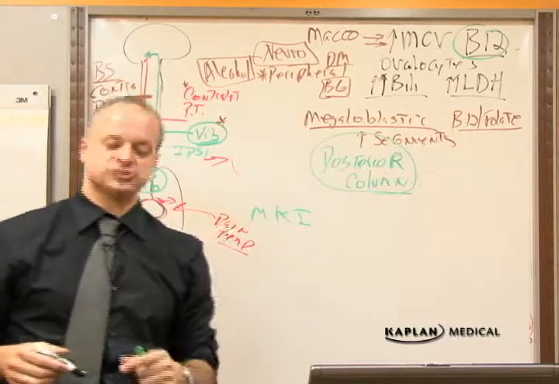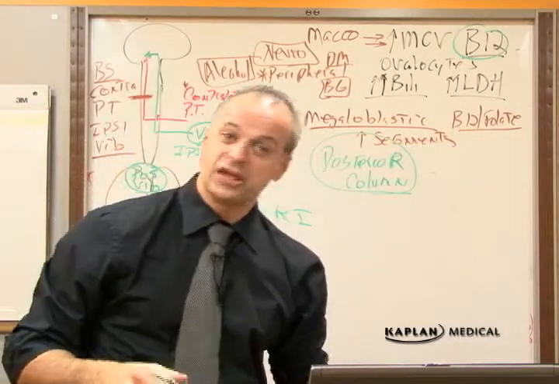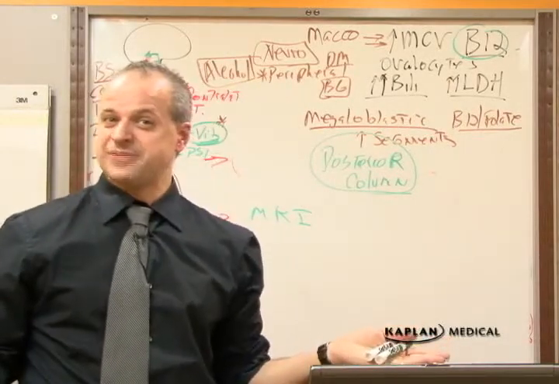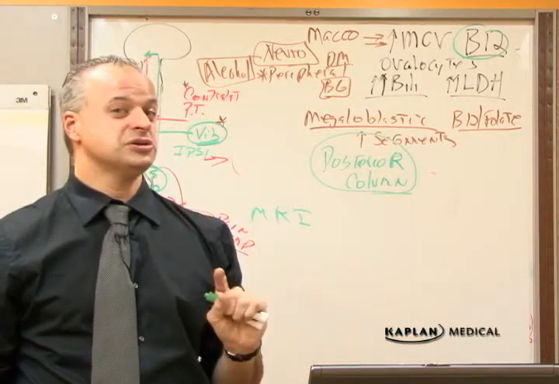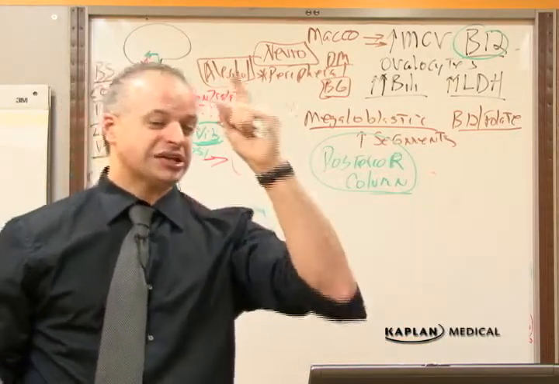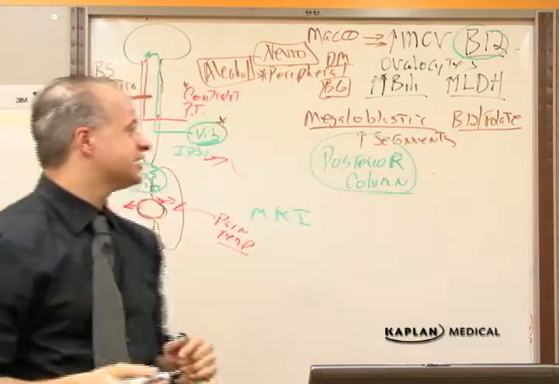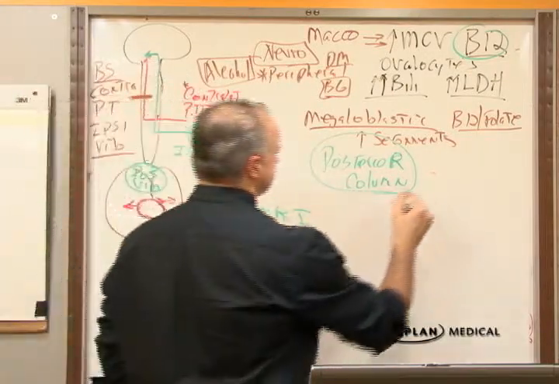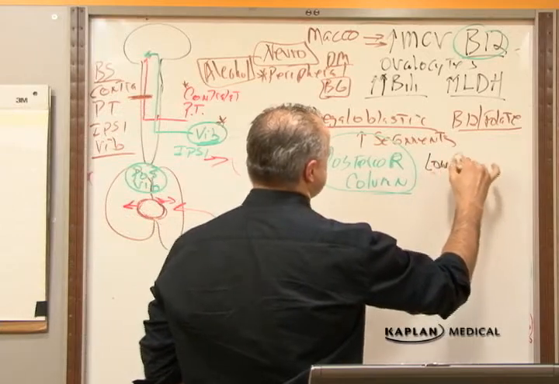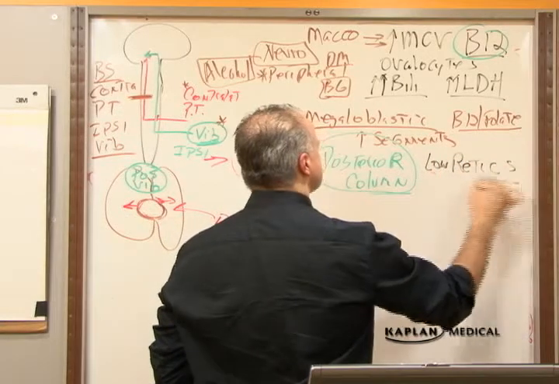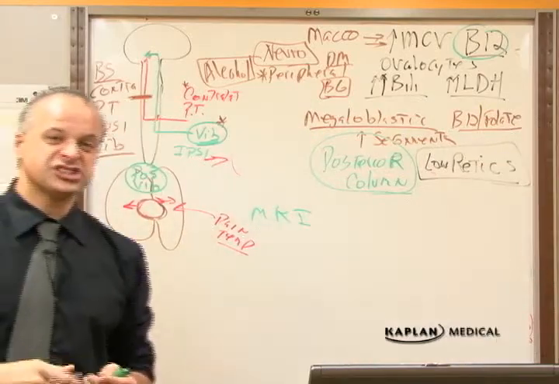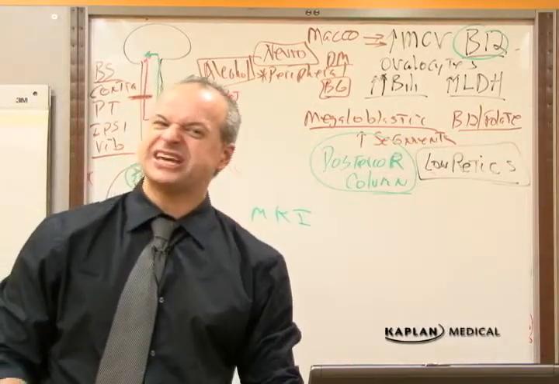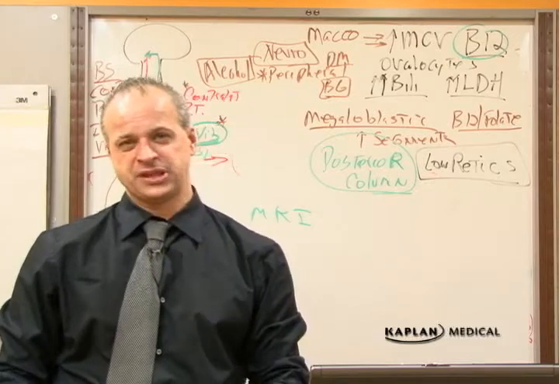Well, what's going to be the difference between this and hemolysis then? Hemolysis gives you an increased reticulocyte count. And B12 deficiency is going to have a low reticulocyte count because reticulocytes are destroyed in B12 deficiency as soon as they leave the marrow.